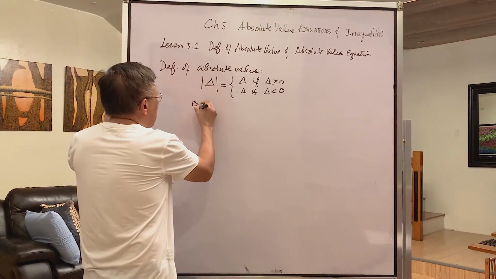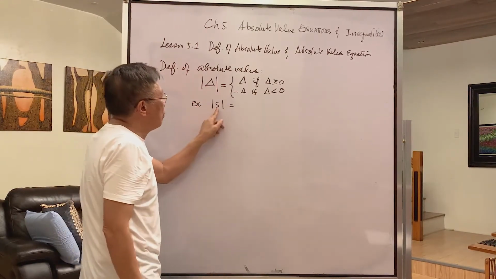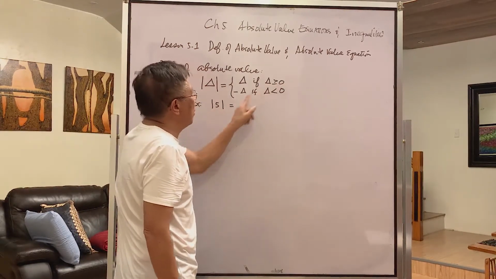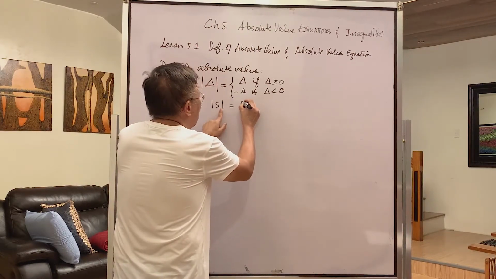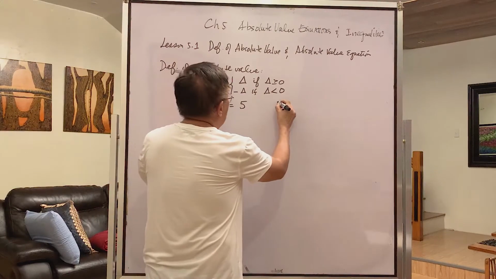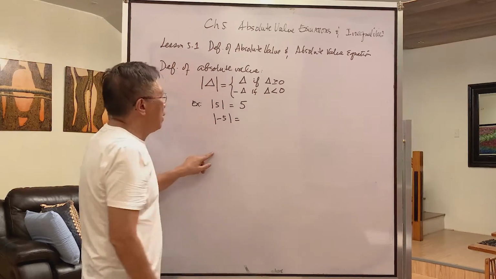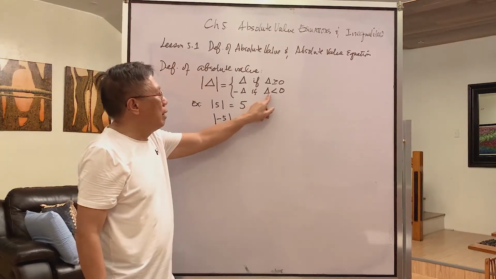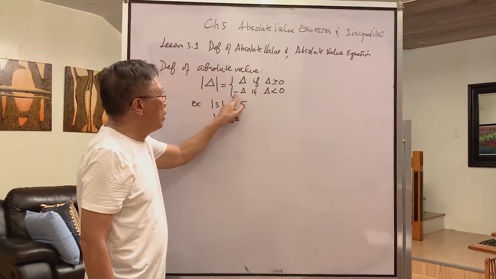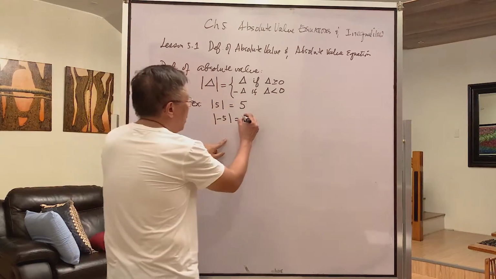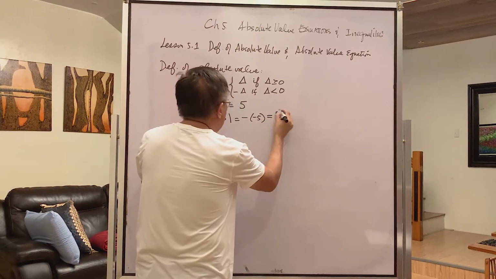For example here, if I ask you what's the absolute value of 5, we know that 5 is greater or equal to 0. So, its absolute value should be equal to itself, 5. What happens if I say the absolute value of negative 5? Here, negative 5 is less than 0. So, its absolute value should be the negative of itself, or negative of negative 5. This gives me a 5.